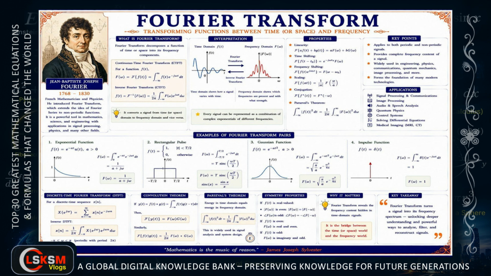Fourteen. Fourier transform. Person: Joseph Fourier, 1768 to 1830. The Fourier transform converts signals between time and frequency domains. It is indispensable in communications, image processing, and quantum physics.